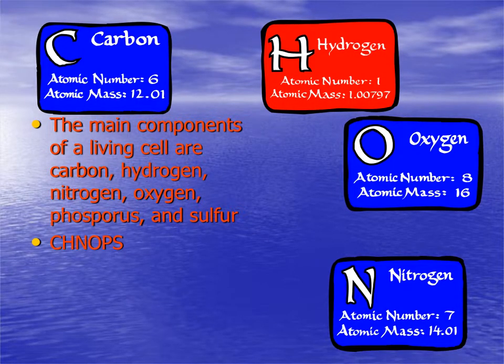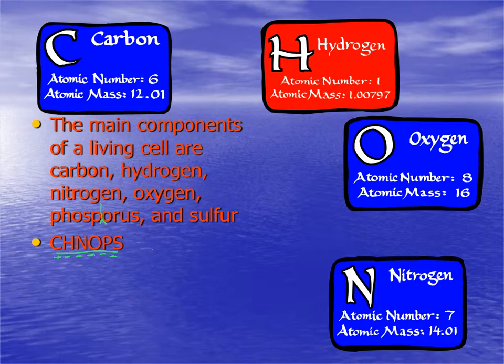So life on Earth is composed of many different elements, but one common group of elements composes every living cell on the planet, and I don't care if it's a tree, a human, or bacteria. These are the elements here: carbon, hydrogen, nitrogen, oxygen, phosphorus, and sulfur. Now phosphorus here is misspelled. This should be another H there.